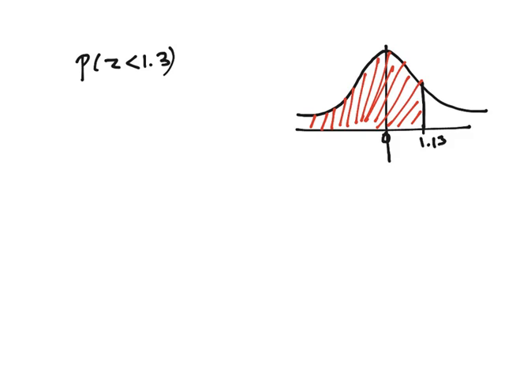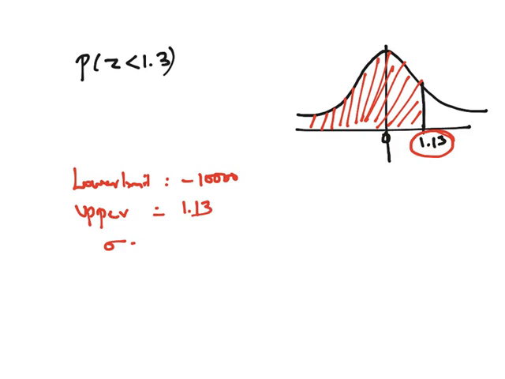So how do you find it using the calculator? Go to distribution, normal, go to NCD. Now the lower limit will be minus 10,000. Always put minus 10,000. Now the upper limit is actually 1.3, and sigma is 1, same, mu is 0. So you'll get 0.903.